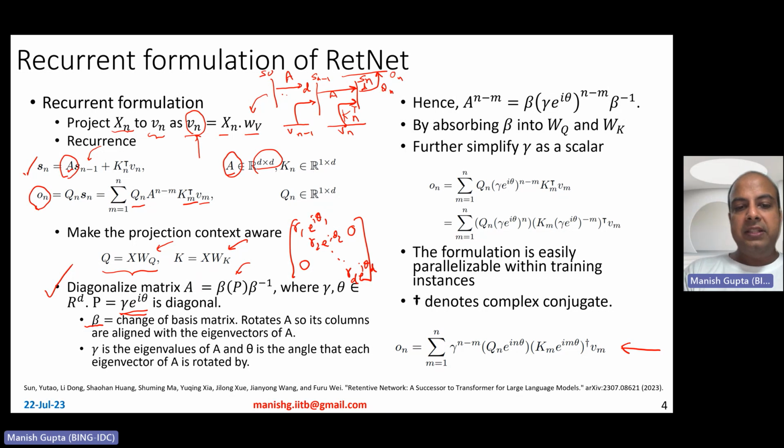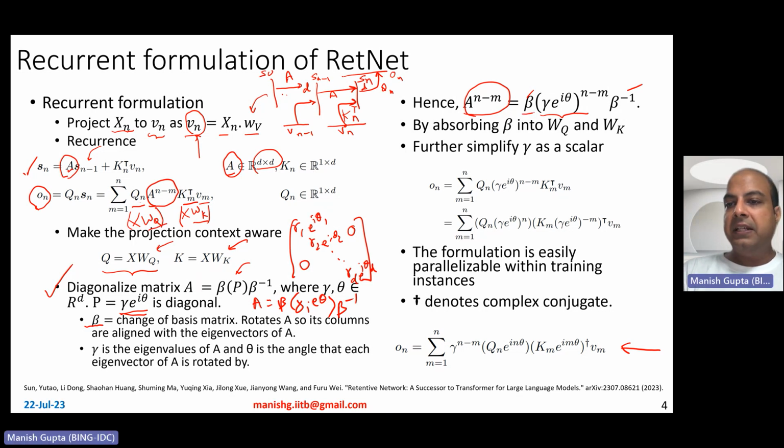Okay. Now the beauty about this is that you can therefore represent A as beta times gamma e raised to i theta times beta inverse. And now remember, we have to have A raised to n minus m. A raised to n minus m can then be written as beta, then gamma e raised to minus theta, raised to n minus m, and then beta inverse. Yeah. Now further, remember this Qn is actually X WQ, the nth row from it, and then there's this X WK and the nth row from it, right? So there's WQ and there's WK here anyway.